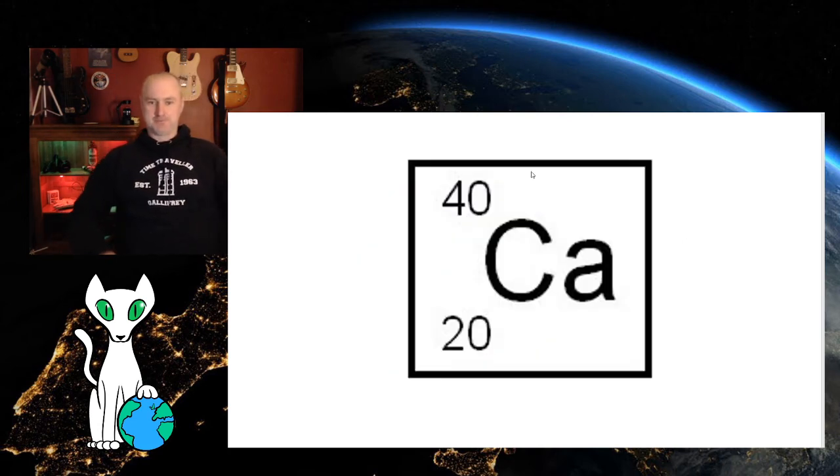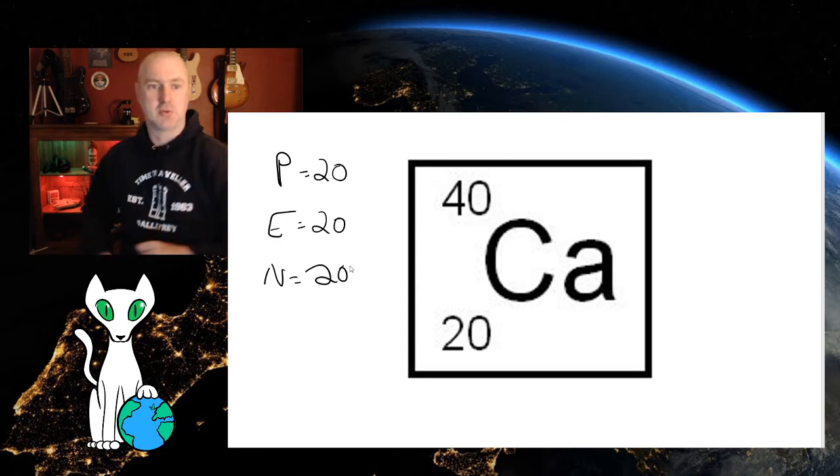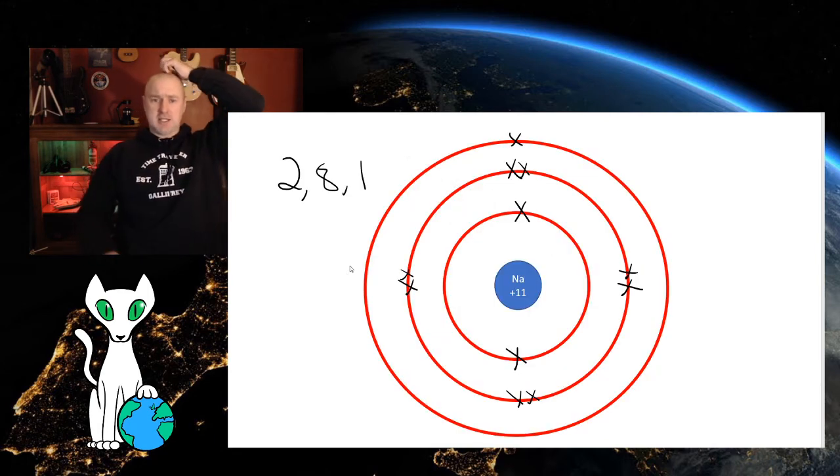Let's do another example. We've got calcium. So we look at calcium. Protons, we have 20 because my atomic number is 20. Therefore, we must have 20 electrons. And neutrons is the top number minus the bottom number, 40 minus 20. We've got 20 neutrons. So where do those 20 electrons go?